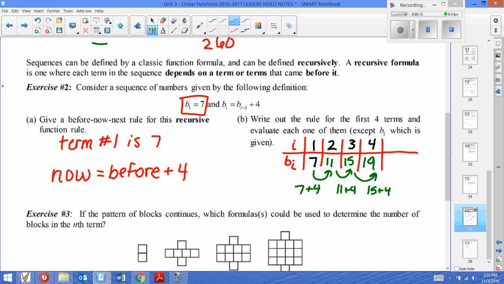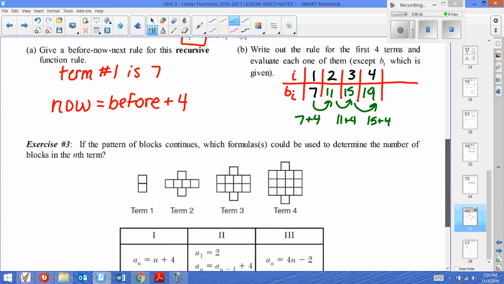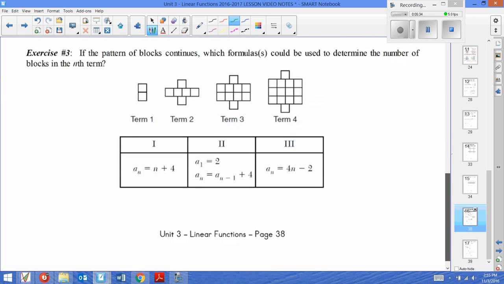So to interpret this table, the first term is 7, the second term is 11, the third term is 15, the fourth term is 19. I could keep doing this over and over again if I wanted to. But notice how we're adding 4 every single time. So this appears to be some type of a linear pattern, probably the reason why we're looking at this in the linear functions unit. All right, this brings us to exercise 3.